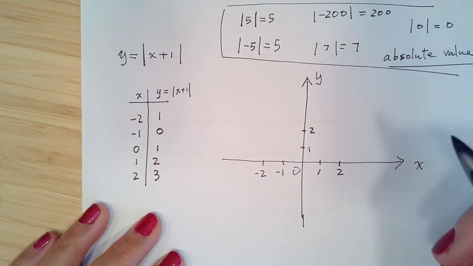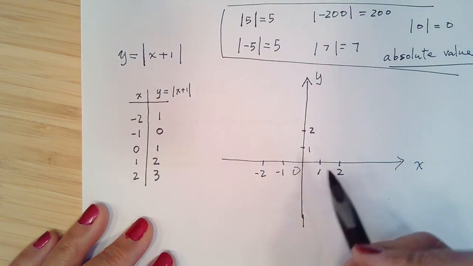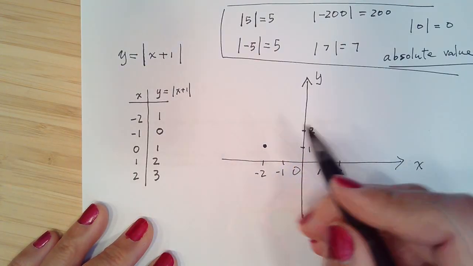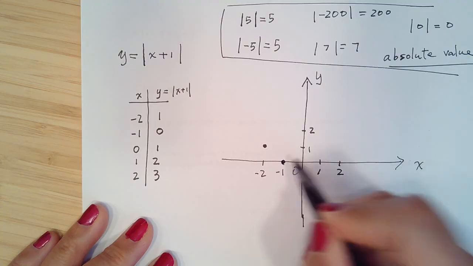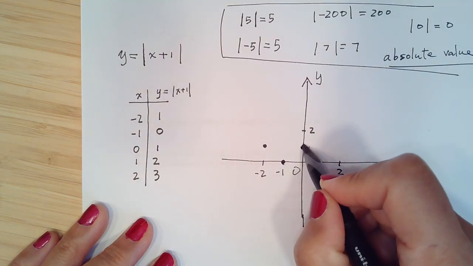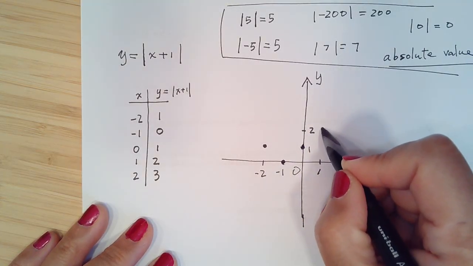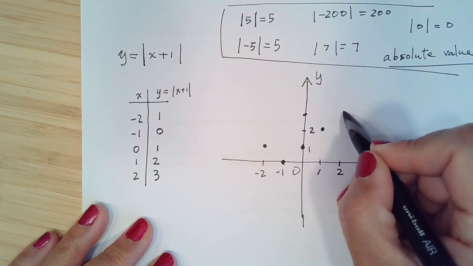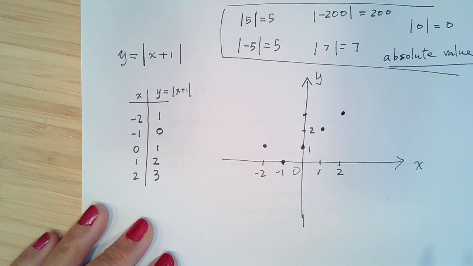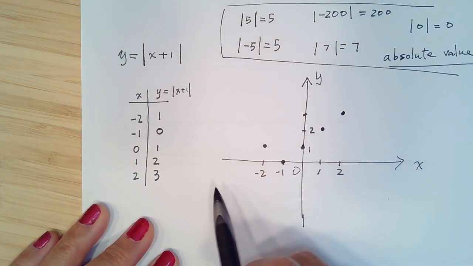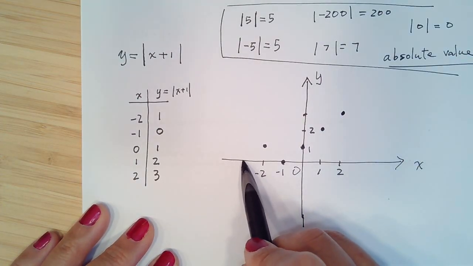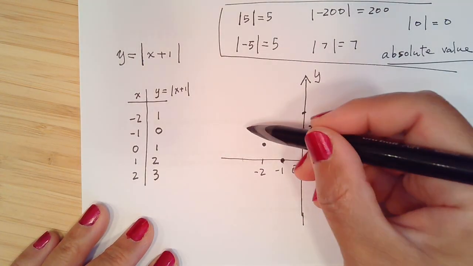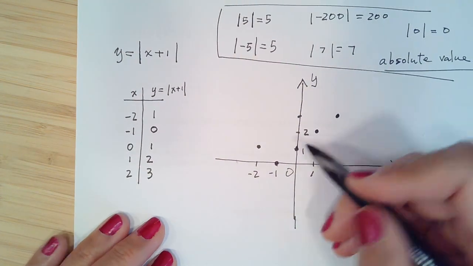Okay, so negative 2, 1. I got this point. Negative 1, 0. 0, 1. 1, 2. 2, 3. You see the pattern? If you like to have a negative 3, that's okay. When x equals negative 3, negative 3 plus 1 is negative 2, so the absolute value is 2, so it should be here. Okay, what do you get?